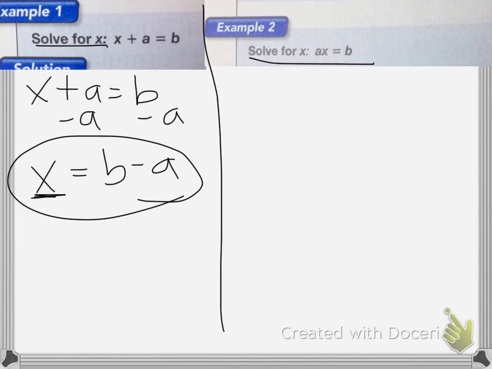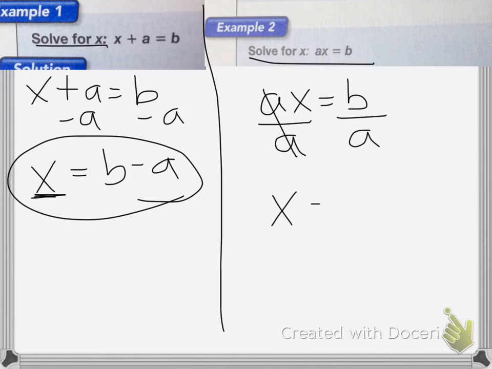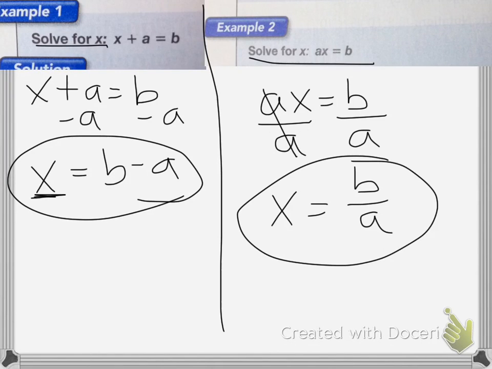For this one, solve for x in ax equals b. To get rid of the a here, I need to divide both sides by a, because those cancel. So I end up with x equals b over a as my answer.